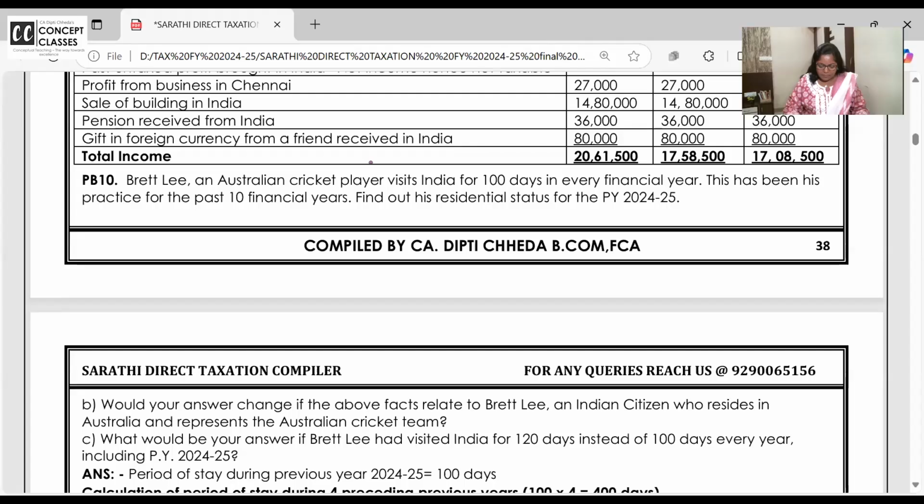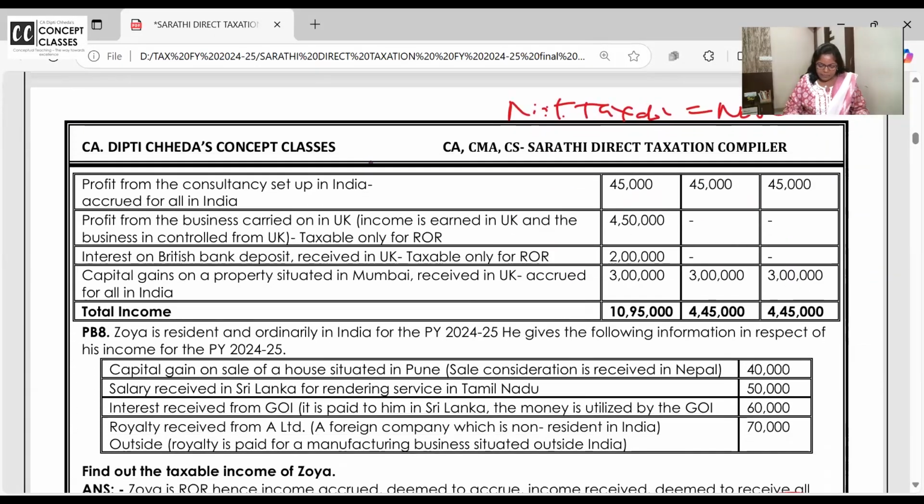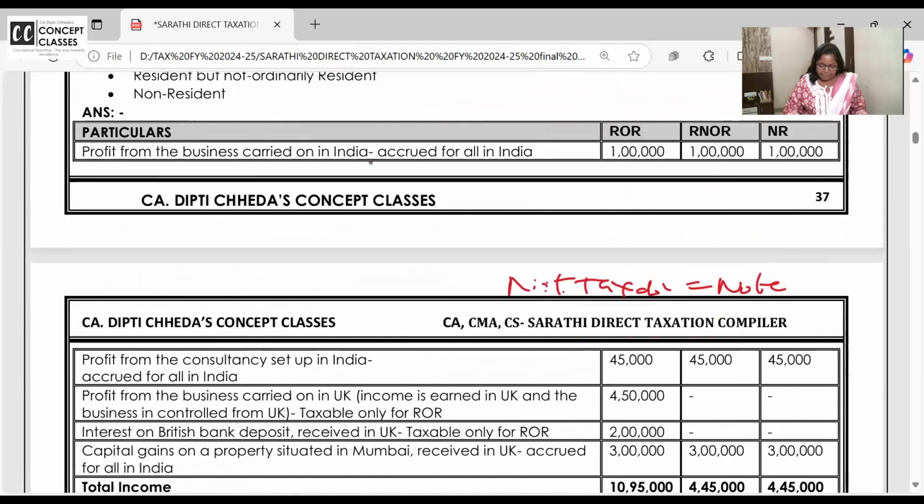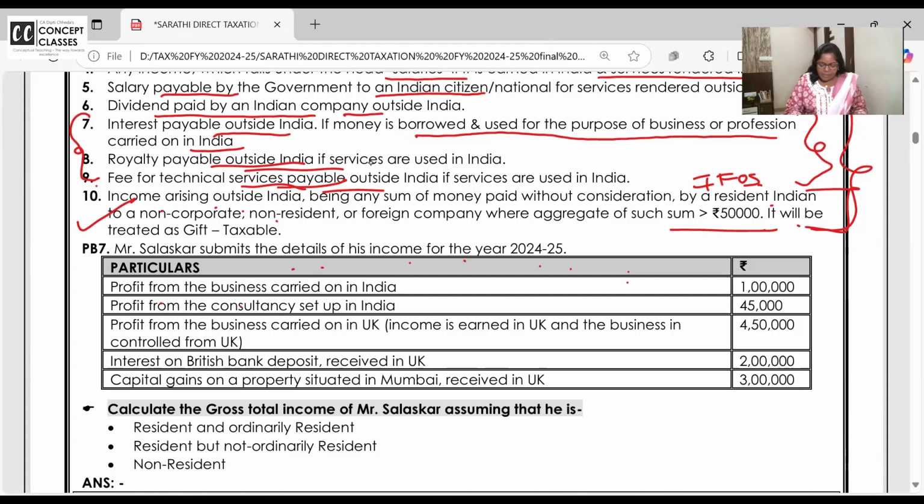चलो. We'll do one more sum now. I gave some homeworks also, no, to all of you. Seventh one, we will do it now. Seventh sum. Mr. Salaskar submits the detail of his income for 24-25. Profits from business, without seeing the answer. Profit from business carried on in India. So it's going to be taxable for all, because the business is carried on in India.